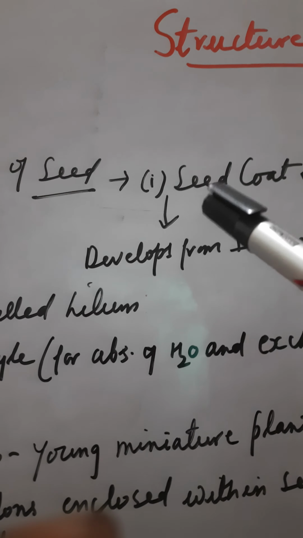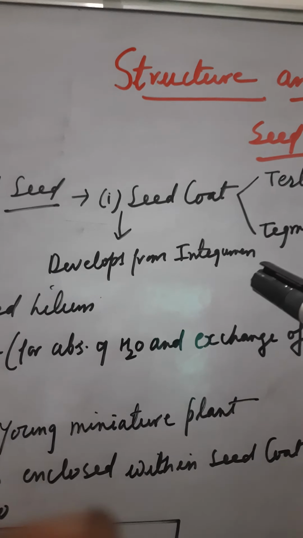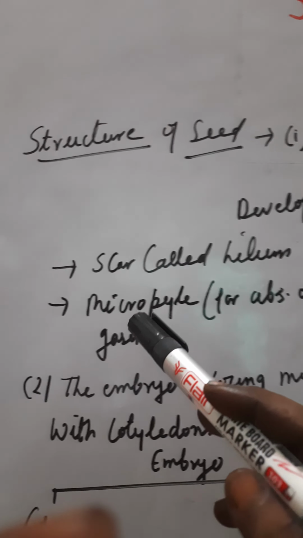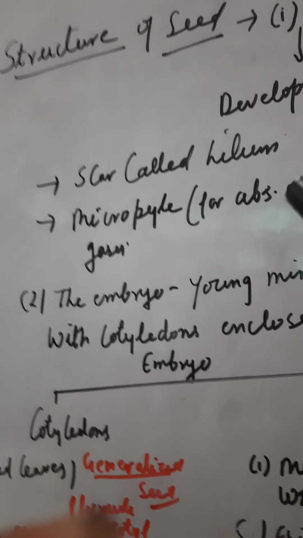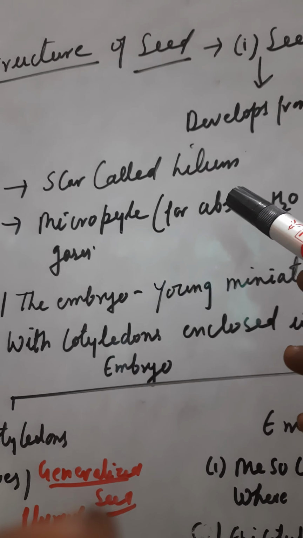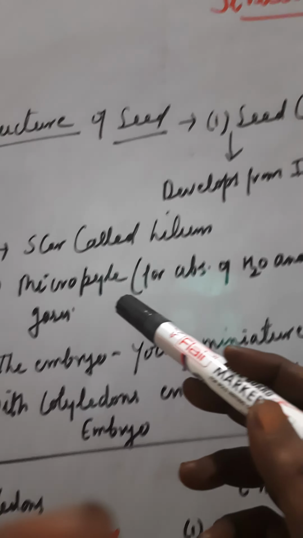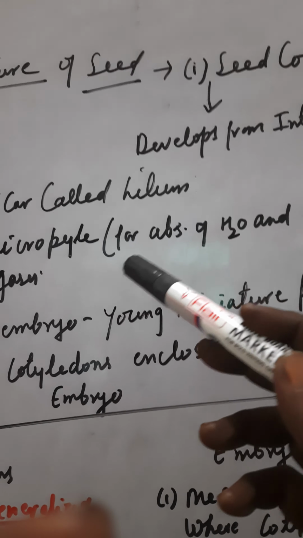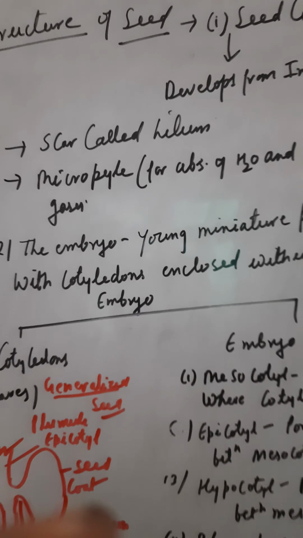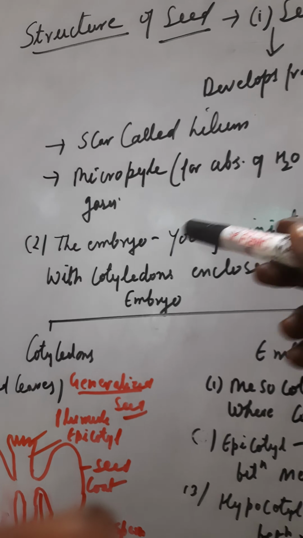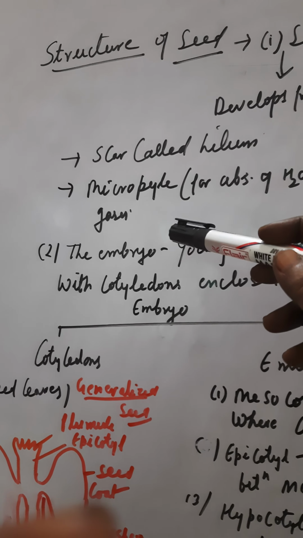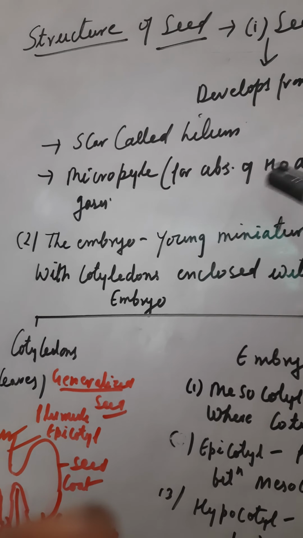Next, the seed coat develops from the integument. In the structure I had told you what the integument is. Now here a scar is present. When the seed is split, a scar-like structure will be seen. This is called the hilum, and below the hilum there is the micropyle, and the function of the micropyle is to absorb water and for exchange of gases. This is the location of the micropyle, below the hilum, and the scar-like structure is called the hilum.